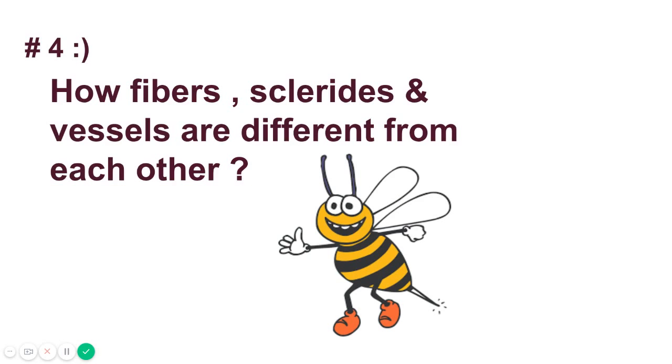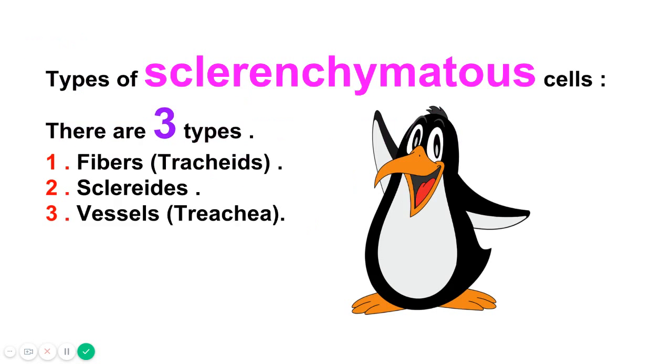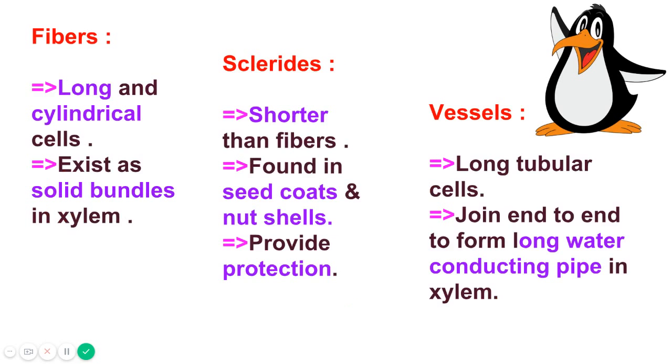Question number 4 is, how are fibers, sclerides, and vessels different from each other? There are 3 types of sclerenchymatous cells: fibers, which are known as tracheids also, sclerides, and vessels, which are also known as trachea. Now fibers are long and cylindrical cells, whereas sclerides are shorter than fibers, and vessels are long tubular cells.